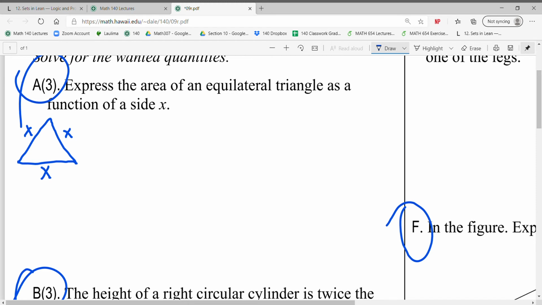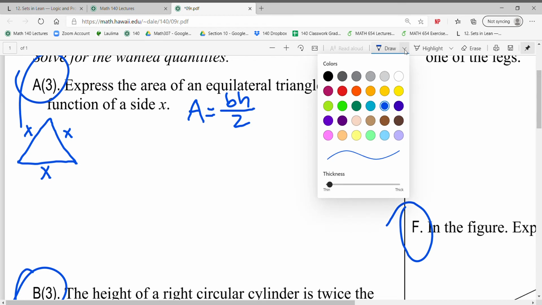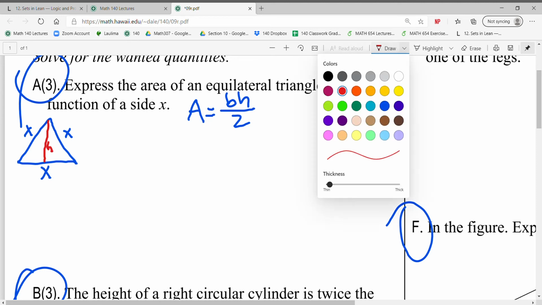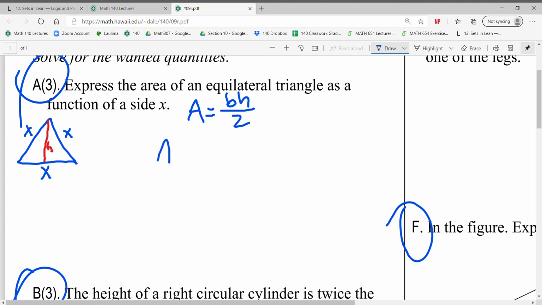And now we want to find the area in terms of x. Well, usually, how do we write the area of a triangle? The area of a triangle is the base times the height divided by 2. So I'm just going to go ahead and draw the height right here. All right. So I could really rewrite this as A is equal to the base, which is x, times the height over 2. Uh-oh. Because we got the area, but we don't have it in terms of just x's.